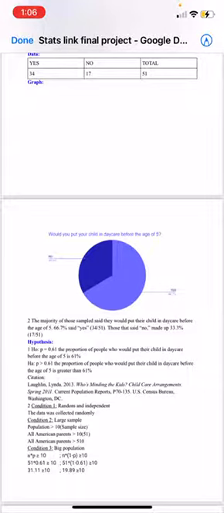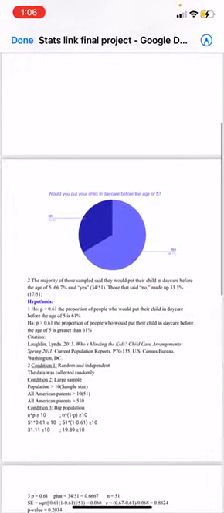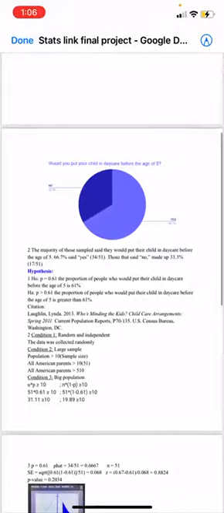The H0: p is 0.61. The proportion of people who would put their child in daycare before the age of 5 is 61%. HA: p is greater than 0.61. The proportion of people who would put their child in daycare before the age of 5 is greater than 61%.